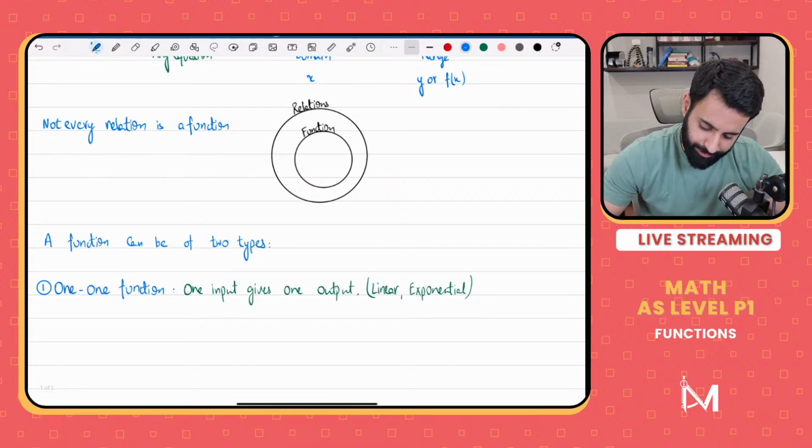Then you have a many-to-one function. So what's a many-to-one function?